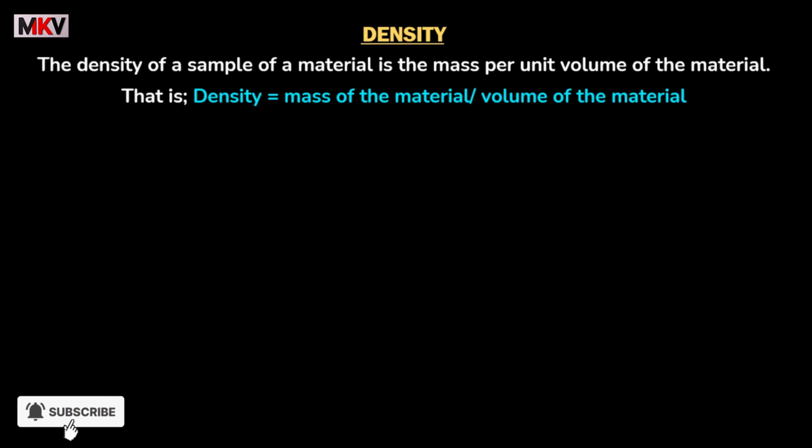Let's discuss the density of a material. The density of a material is the mass per unit volume of the material. That is, density equals the mass of the material over the volume of the material. So if you take the mass of the material and divide by its volume, this gives the density of the material.